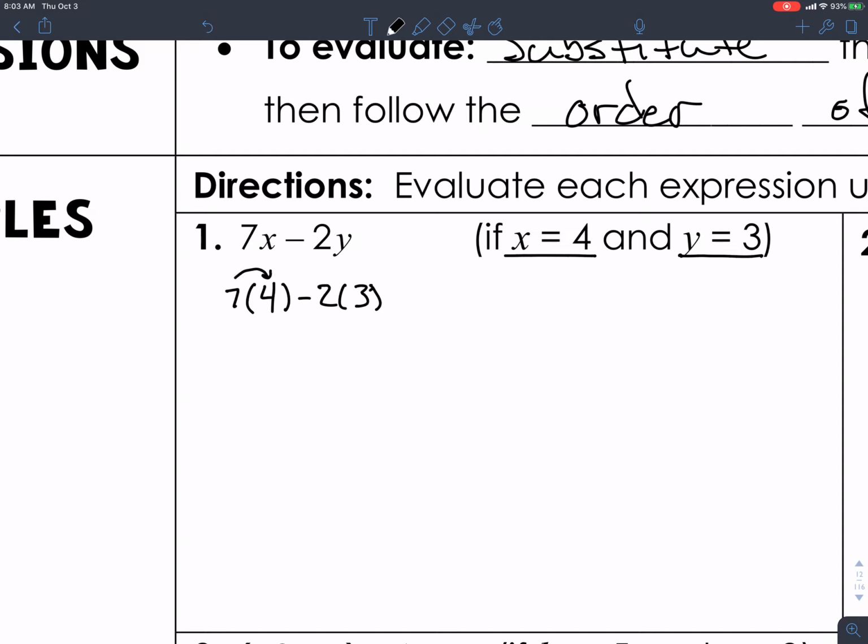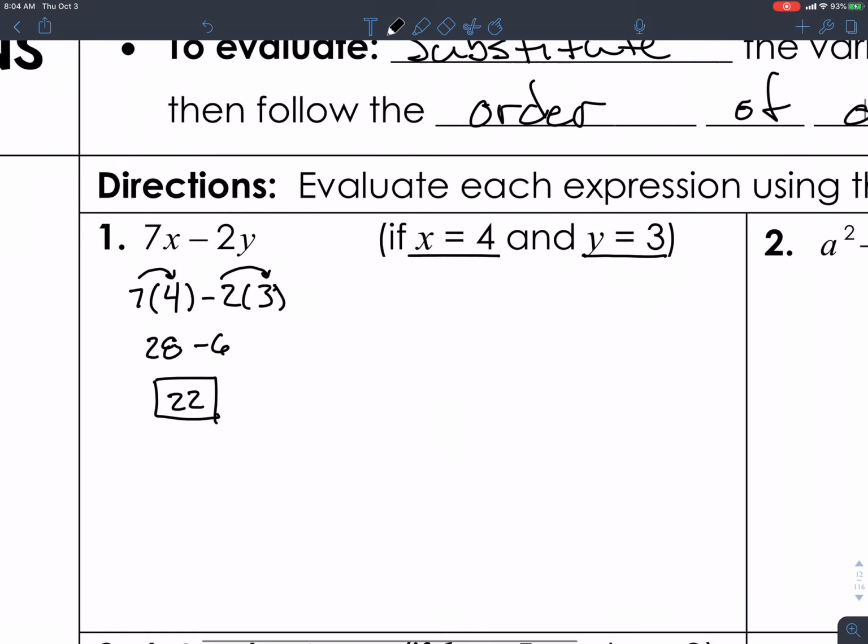And then we just multiply. 7 times 4 is 28. Negative 2 times 3 is negative 6. Well, 28 minus 6, 22. Hopefully that was pretty simple and straightforward.